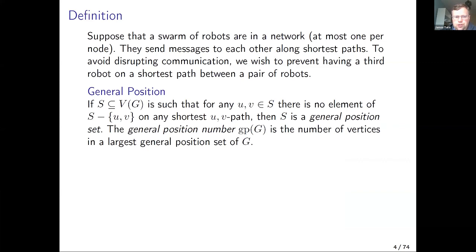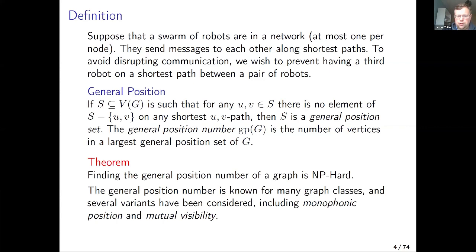So, the technical definition: a subset S is in general position if, for any vertices u and v in our set, and any shortest uv path, there is no third element of S on that shortest path. And then the general position number, as Dorota said, is the largest number of vertices that we can find in such a general position set. Now, it's known that finding the general position number is NP-hard, which is good because it makes an interesting problem for us.